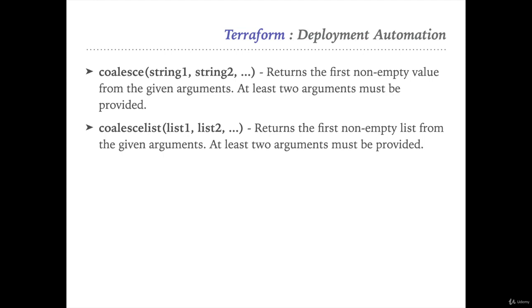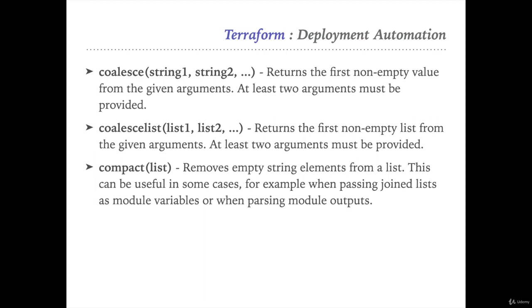It will accept the n number of arguments and it will return the first non-empty list. If there is an empty list in the coalescelist function, then this will return the first non-empty list as a value.